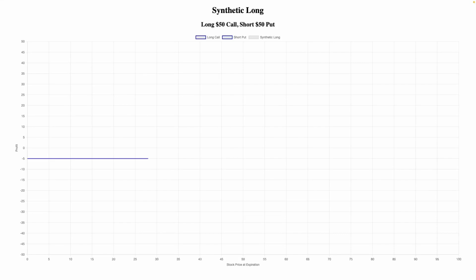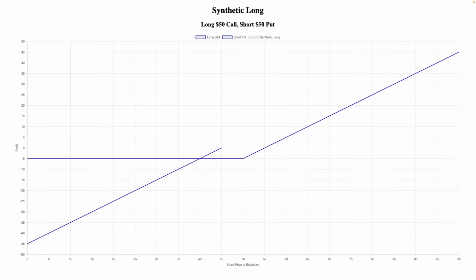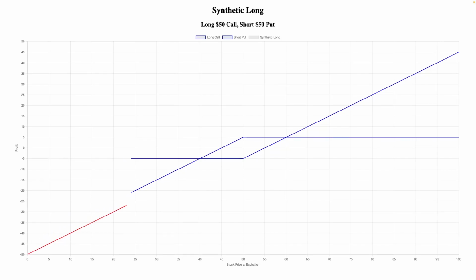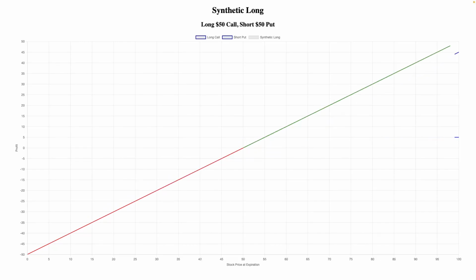The synthetic long is the combination of the long call, which makes money above the strike, and the short put, which loses money below the strike. In this example, we're simulating that each of them cost $5. When we add those two together, we basically get the same line as a stock. It's worth nothing at the strike price, $50 in this case, and it goes up above it and goes down below it.